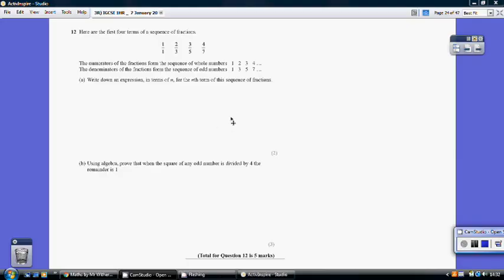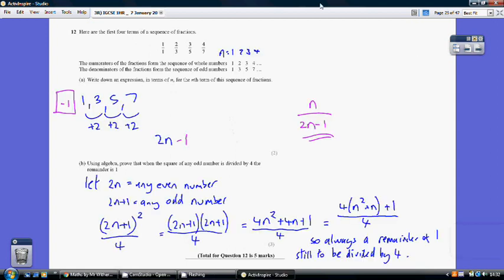Question 12, part A. So this is a bit different, this one. I hadn't seen one like this before. So we've got a sequence of fractions, but then both the numerator and the denominator have got their own arithmetic sequences. So we can see that the numerator, compared to its position 1, 2, 3, 4, is just the position. So our numerator is just n. Now with regard to the denominator, this is just our usual arithmetic sequence type of question where we've got to work out the nth term. Well, we can see we're going up in 2's, so it's going to be 2n.